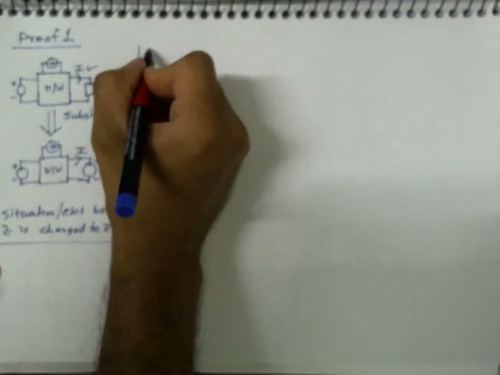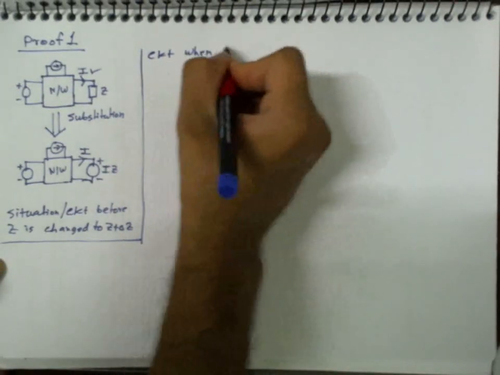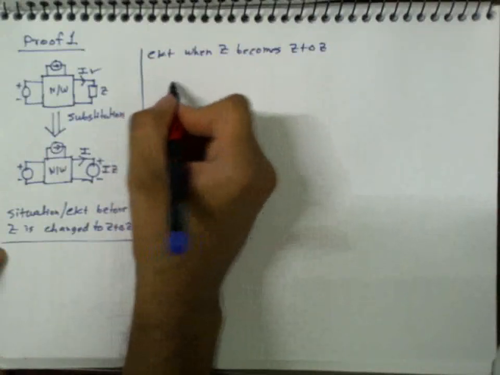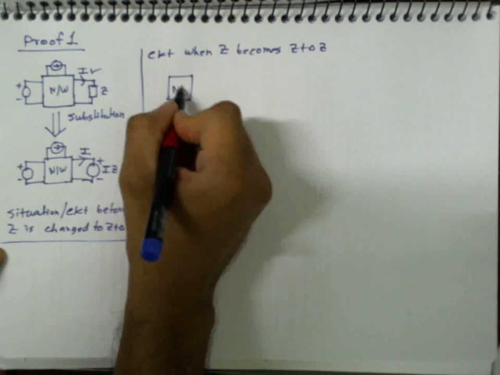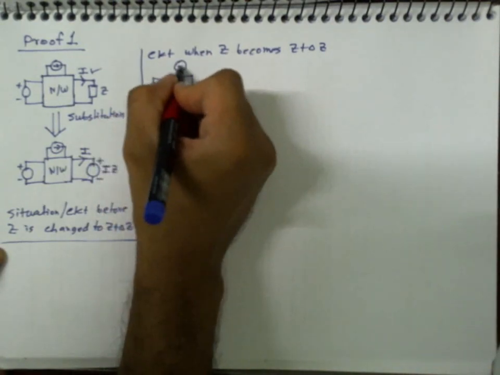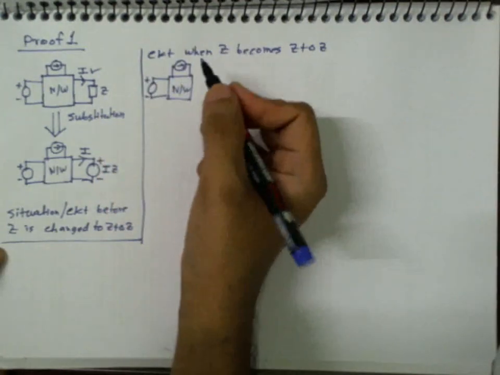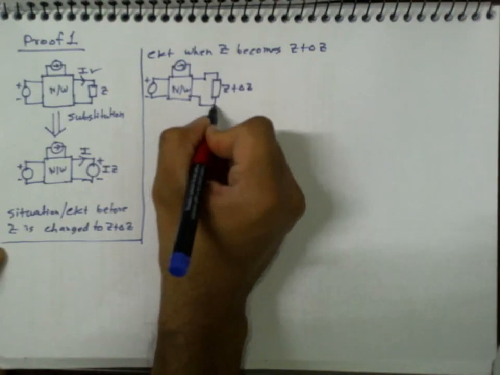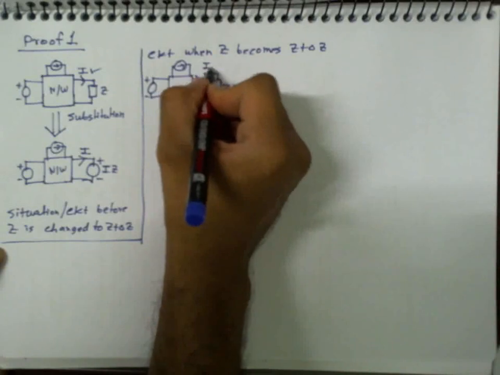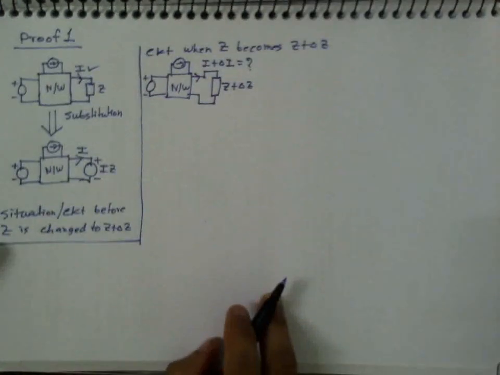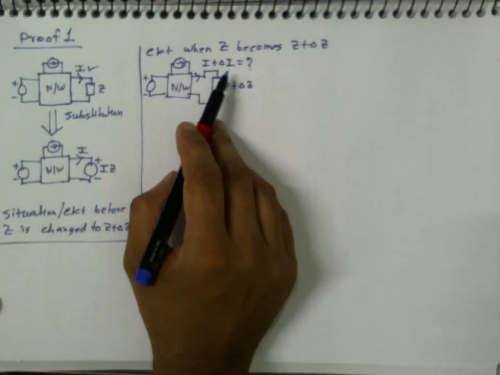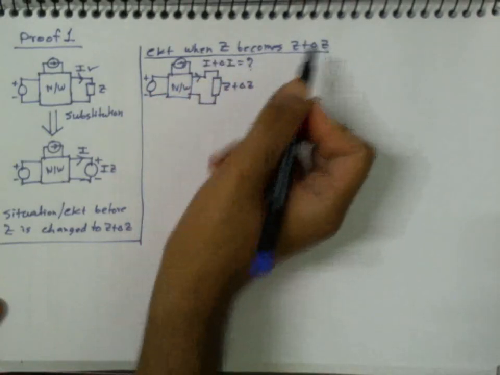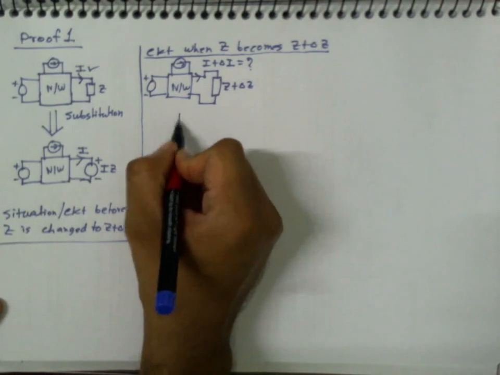Now let's look at the circuit when Z becomes Z plus delta Z. So what do we have? We have the network. We have to draw these voltage and current sources again and again. These are the internal voltage and current sources, and here now I have Z plus delta Z, the new impedance. And this current is I plus delta I. This value is not known. That's what we want to find out. But this is going to be the old value plus some changed value. So this is the circuit when Z becomes Z plus delta Z. Now let's apply the substitution theorem on this.